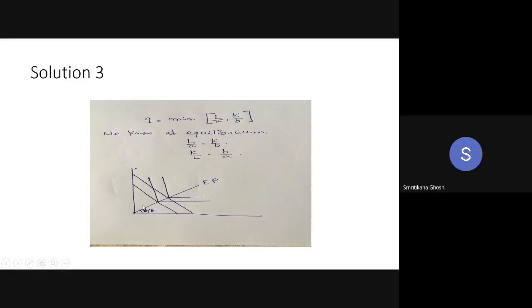And the slope is B by A. Look at the solution. L by A is equal to K by B. So your K by L is B by A. Look, when I show you this type of solution, now look at this diagram.